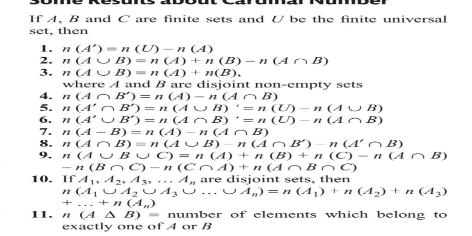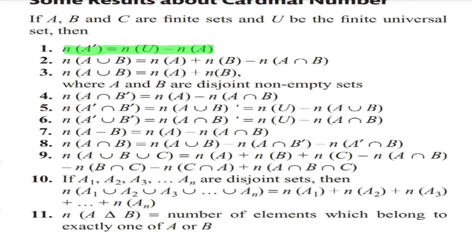It is nothing but some results about cardinal numbers. Here, cardinal number means the number of elements present in a set. In cardinal numbers, if A, B, C are finite sets, just keep in mind the sets A, B, C must be finite, and U is the finite universal set. Then the first one is n of A dash equals n of U minus n of A, or you can say n of U difference n of A.